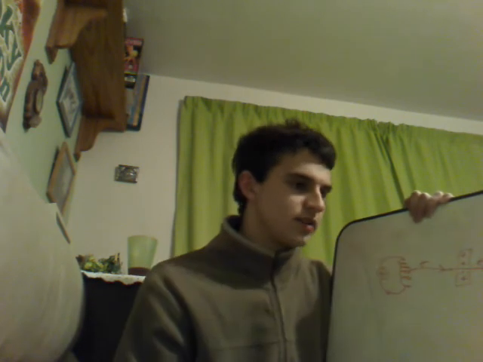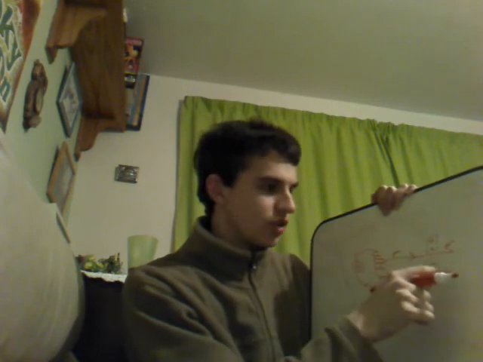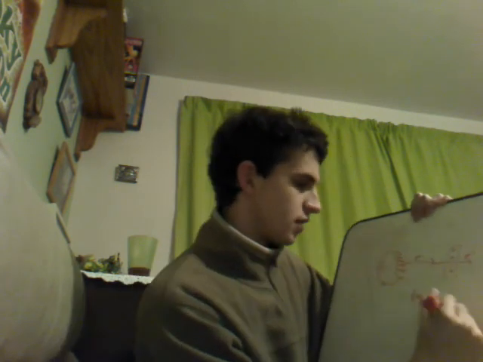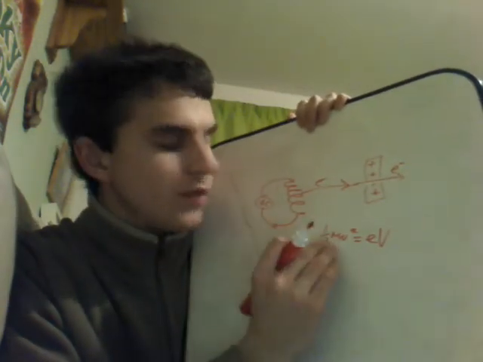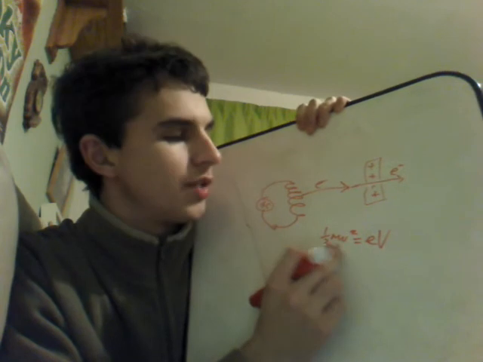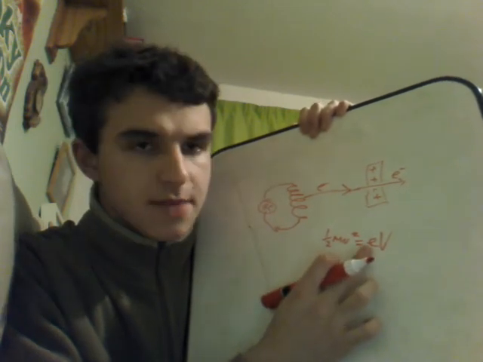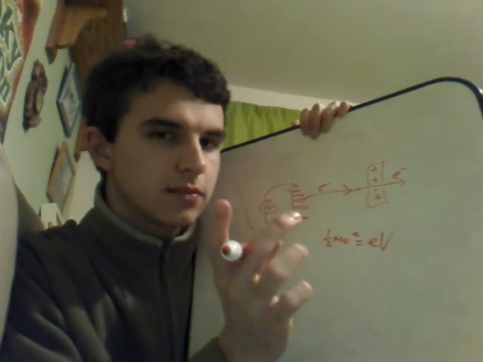Now the energy, the kinetic energy on these electrons is given by half mv squared equals eV. Now, let me take you through what this means. Half mv squared is the kinetic energy. You should know that formula. eV, what do these mean? e is the charge on an electron, which they didn't know back then, remember?